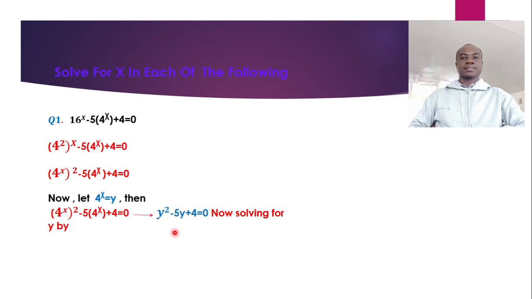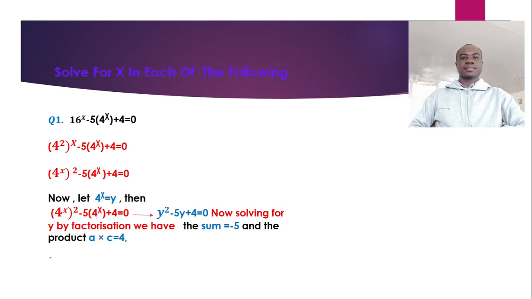Now we can solve this by factorization method. We can see that our sum in this case is -5 from the quadratic equation that has been formed, right? So our sum is -5, and the product we have, which means a times c, is 4, right? Now let me show you that in case you've just forgotten.